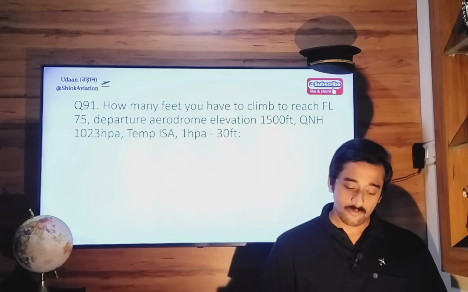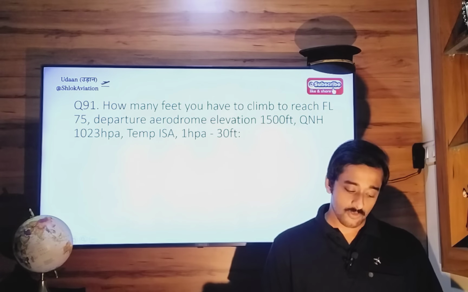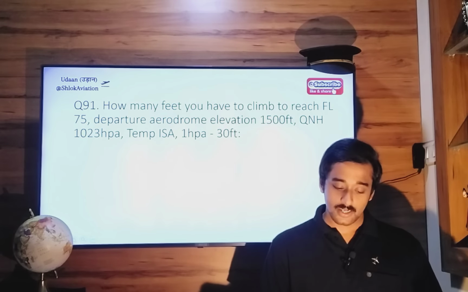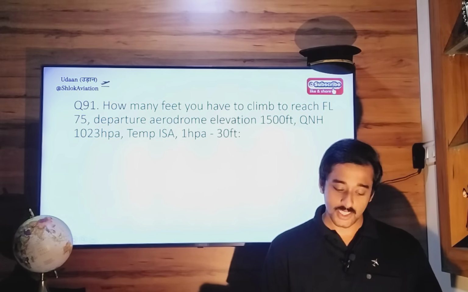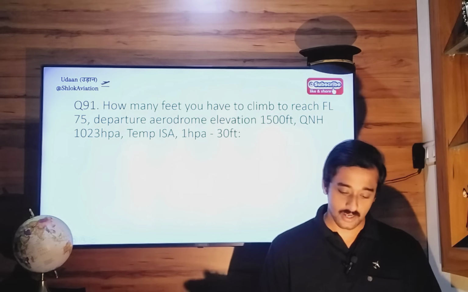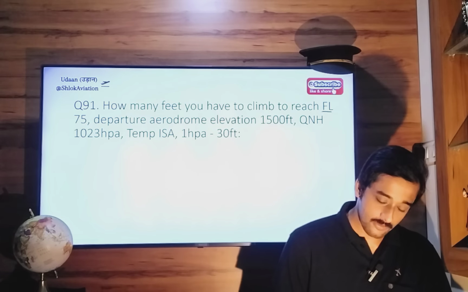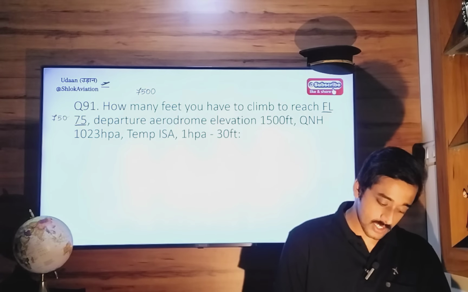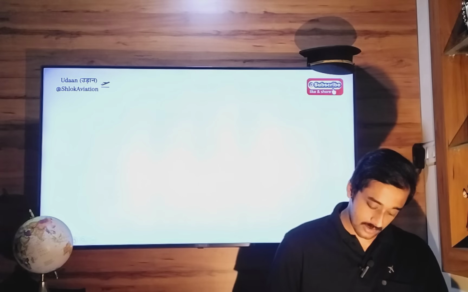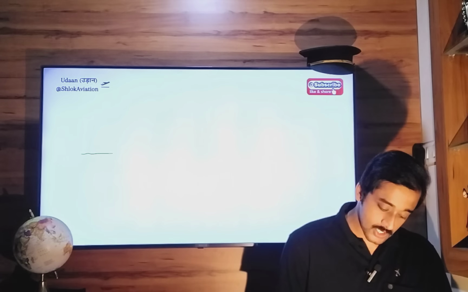91. How many feet you have to climb to reach flight level 75? Departure aerodrome elevation 1500. QNH 1023. ISA conditions 1 hectopascal 30 feet. So flight level 75 is 7,500 feet. Okay. So let's draw this diagram. Airport is 1,500 feet. Let's say this is your airport.